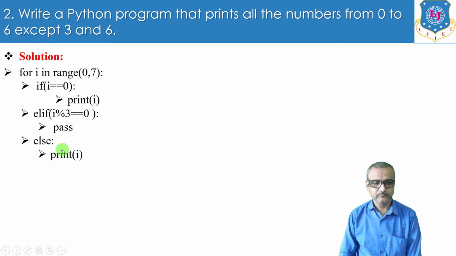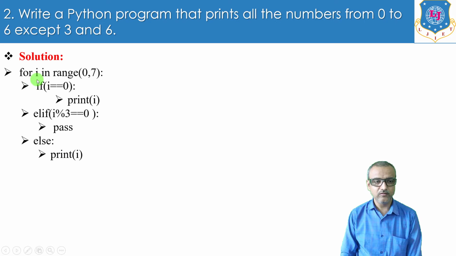Else: print i. See, initially if the value of i equals 0, then this statement will be executed, so it will print 0. Then it will go to the next iteration, and for i equals 1, the condition is false. 1 modulo 3 gives 1, so this is also false. So the else statement will be executed, and 1 will be printed.